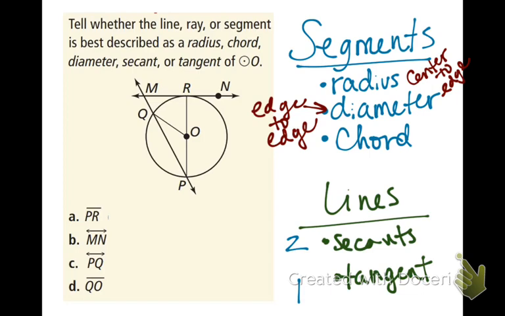Letter A is PR. Is that a segment or a line? That is definitely diameter. Okay, I'm just asking is it a segment or a line? That's a segment. So that means it's one of the top three options, a radius, diameter, or chord. So we're going to look. It goes from P to R. Edge to edge through the center. That is indeed the diameter.